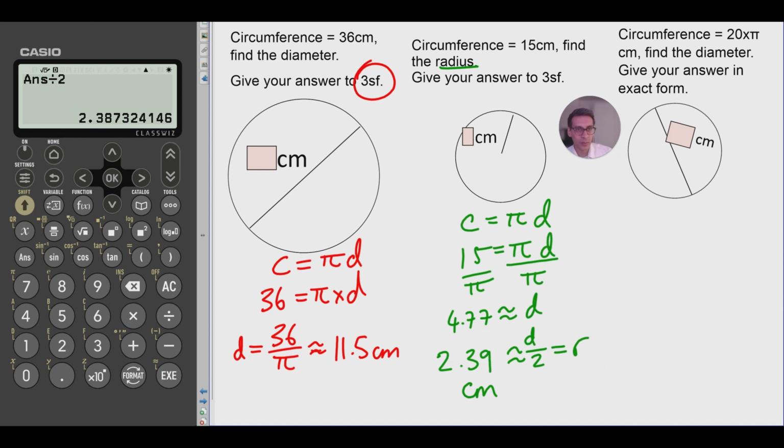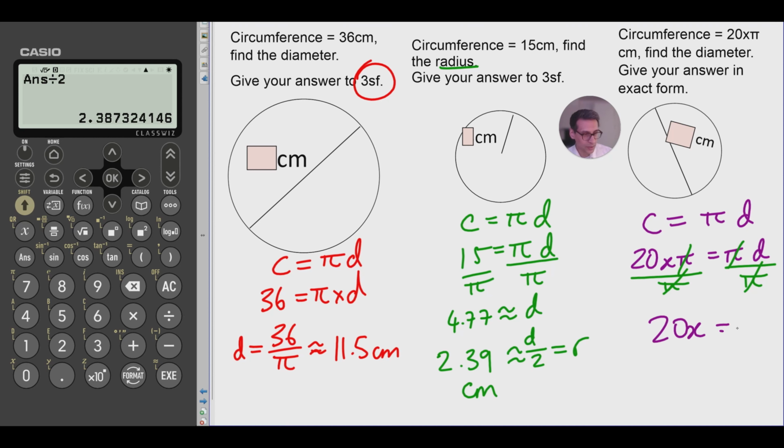And then the last example here, the circumference is 20x pi centimeters. Find the diameter. So C equals pi d, 20x pi equals pi times d. Now we want to work out just what d is, so we can divide both sides by pi. So the pi's cancel out. So here we can see that 20x is equal to d, and that's our answer. That's it.